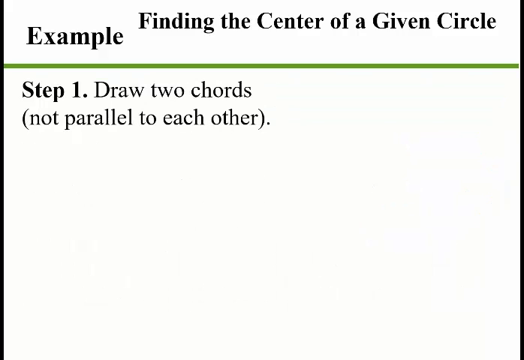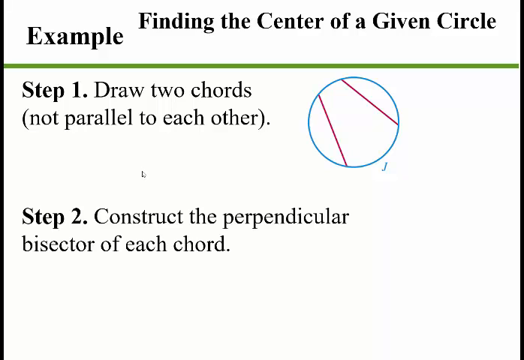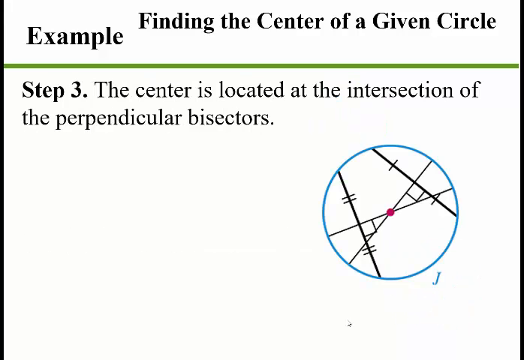So what we're going to do is draw two chords. They cannot be parallel to each other, like this. Any two chords, it doesn't matter. Next, construct a perpendicular bisector for each chord. So draw a line that goes through the center here, and another one that goes through the center there, like that. This one bisects the first chord, and this one bisects the other chord. The center is located where the two perpendicular bisectors intersect. So right there, just like that.